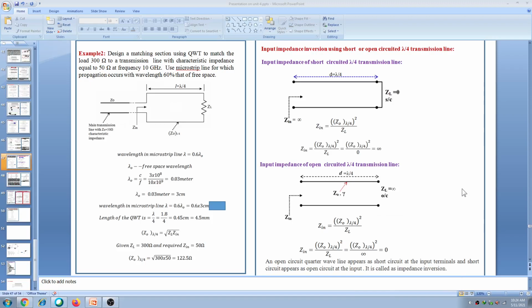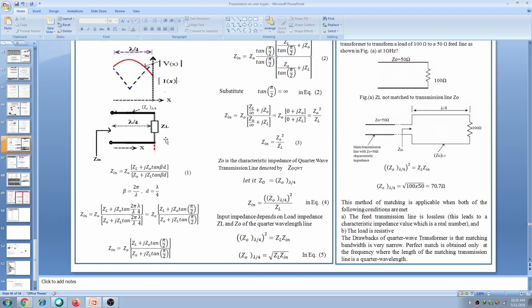In the next topic, we will see input impedance inversion using short or open circuited lambda by 4 transmission lines. In the previous problem we had a quarter wave line with some load connected, ZL. This ZL may be anything, but it should be real for quarter wave transformer matching. Now we will see, if this is ZL, what is the input impedance of a quarter wave line?